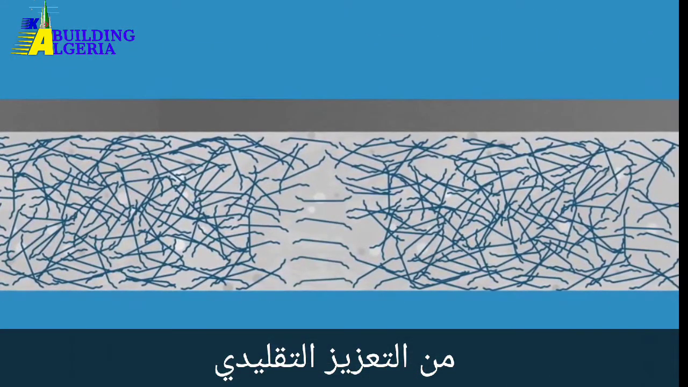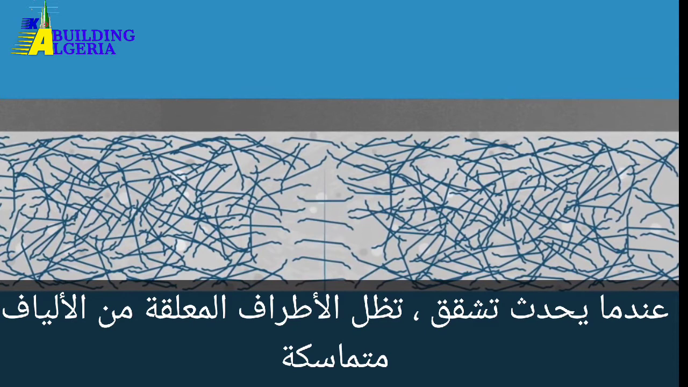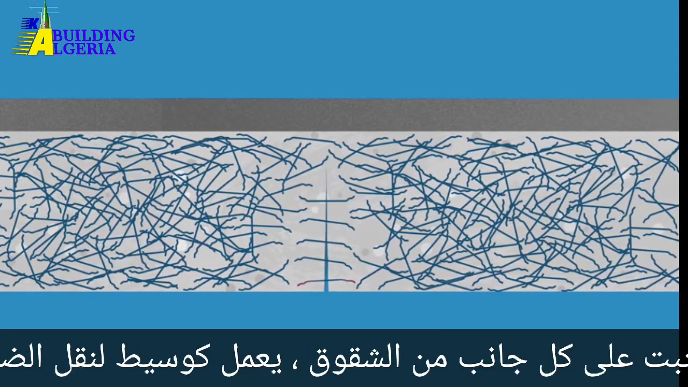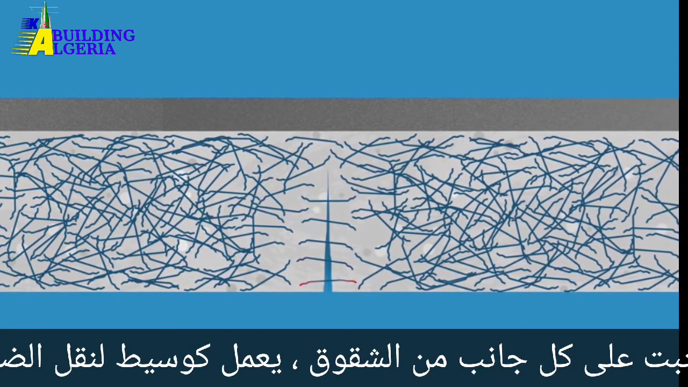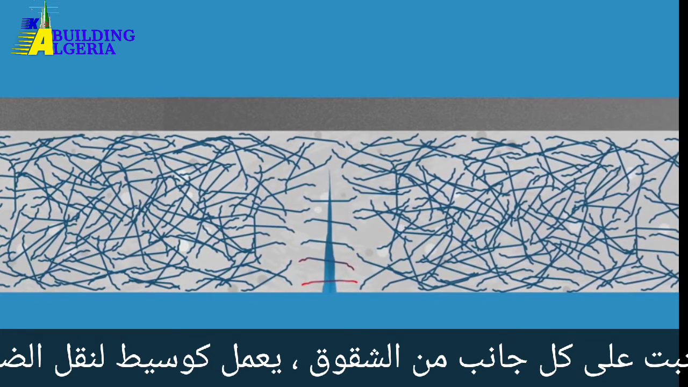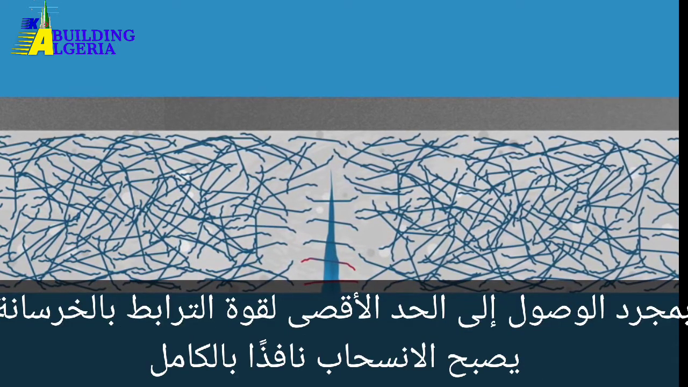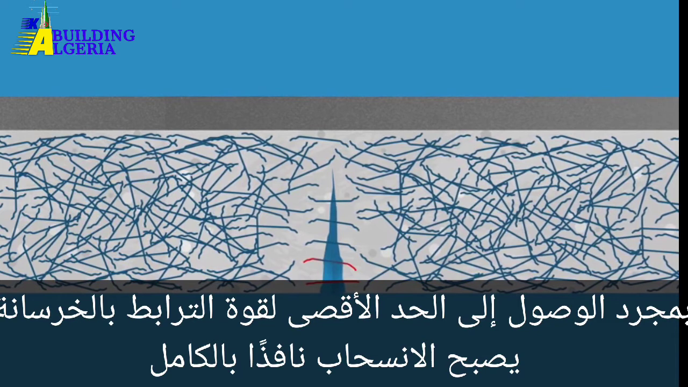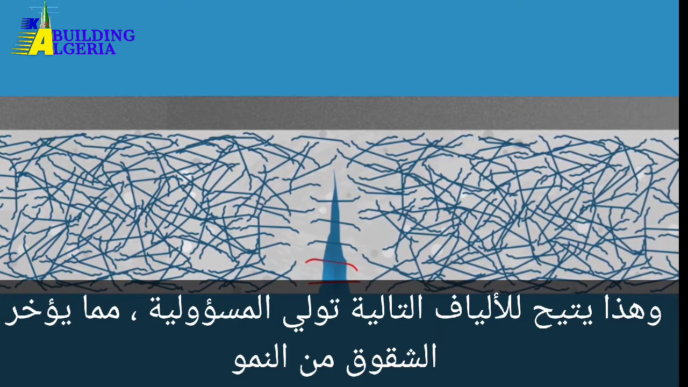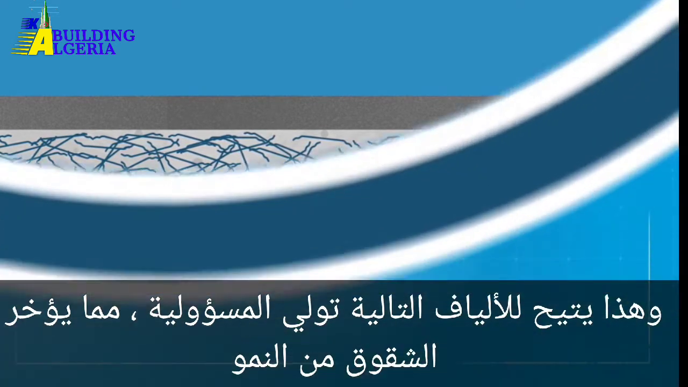When a crack occurs, the hooked ends of the fibers remain solidly anchored on each side of the crack, acting as a stress transfer media. Once the maximum bond strength with the concrete is reached, the pull-out takes full effect. This enables the next fiber to take over, delaying cracks from growing.